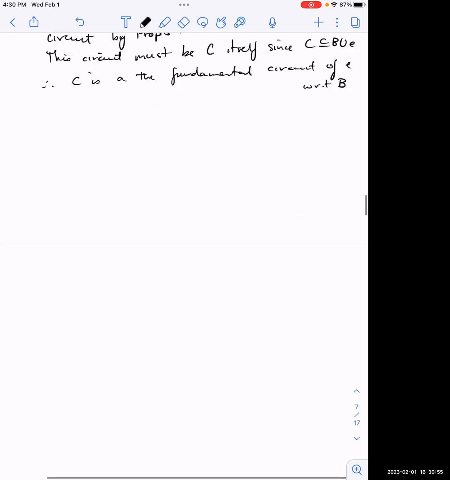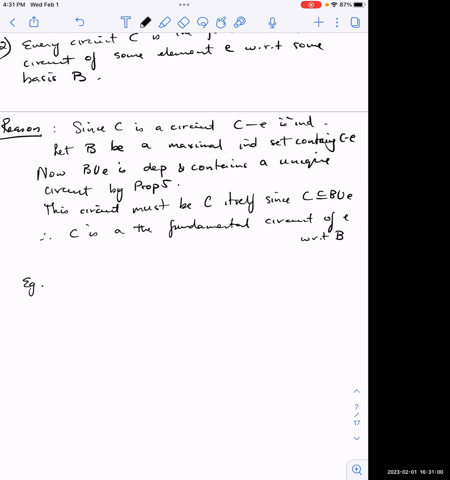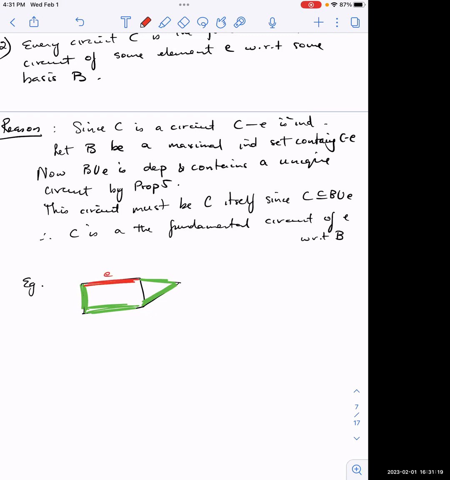And this fundamental circuit, what's coming up next? Yeah. And this fundamental circuit, so for example, if you have this graph and you're taking this as your basis, then this edge E here has a fundamental circuit: there's a circuit containing this edge E and the green edges.